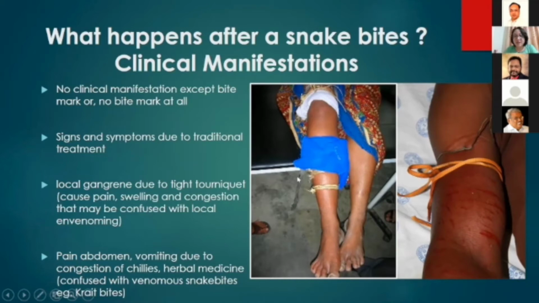There may be local gangrene also, as we can see in these two pictures. This can be due to a tight tourniquet. This may also cause pain and swelling, congestion as well, and this might be confusing with the local envenoming. And there might be pain abdomen, vomiting as well, but this may be due to the traditional treatment that people tend to give, especially in villages, by concoction of chilies or herbal medicine, and this might be confused with the venomous snake bites, the viper, the Krait bites.